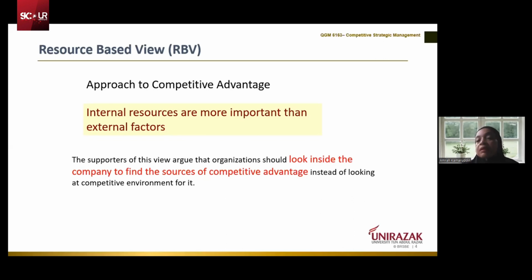Okay, so this is what you learn: for example, you have something that you are good at, so definitely you put this as your competitive advantage.